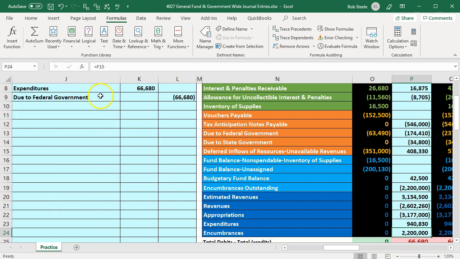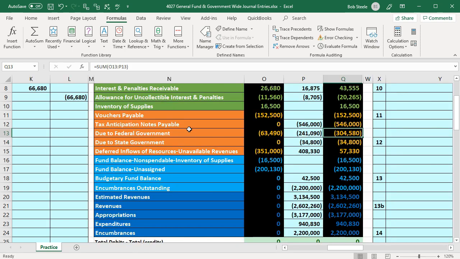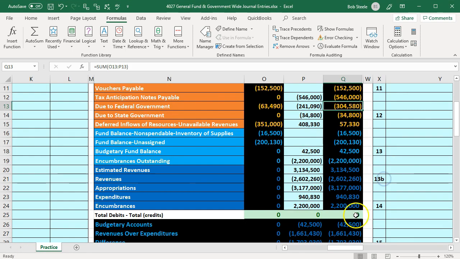And then we want the due to the federal government because we haven't yet paid them and we owe this to the federal government again. So we're in P13, double clicking on that, going to the end of it, plus pointing to the 66680 credit and increasing that liability. That will, of course, put us back in balance with the green zeros.